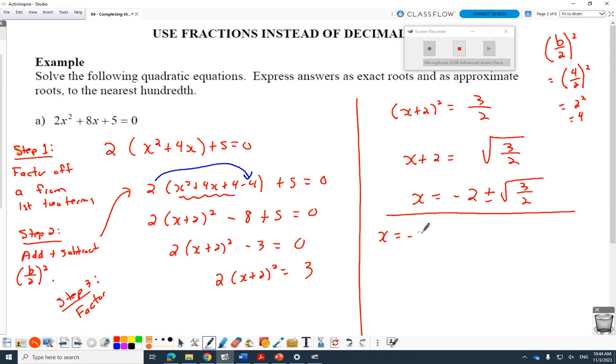X equals -2 plus square root of 3/2, or x equals -2 minus square root 3/2. And I encourage you to plug this into your calculator as well and see what these two things are, just to make sure you got that down pat.